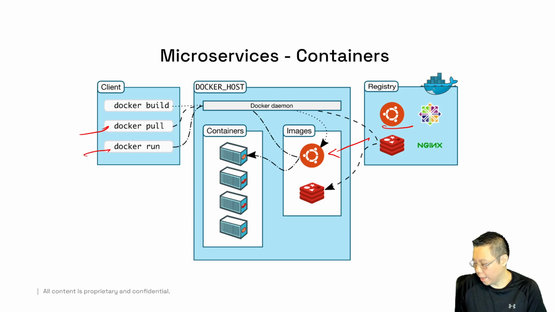You can Docker run the image, and it becomes a container, because a container is a running version of the image. You can also build images based on each other, and we have these called layers, and we'll see this in the next slide.